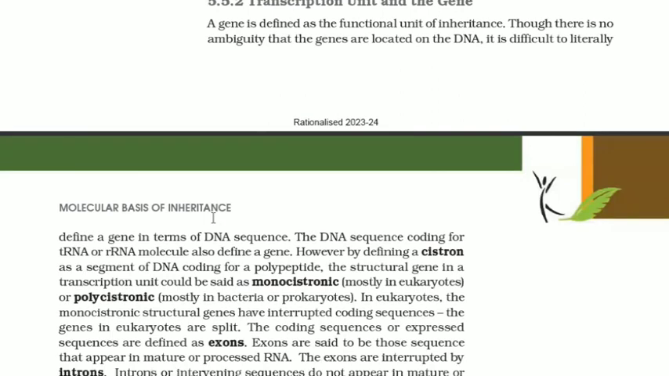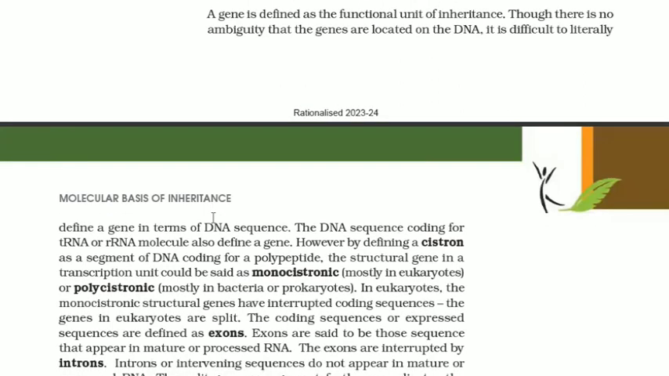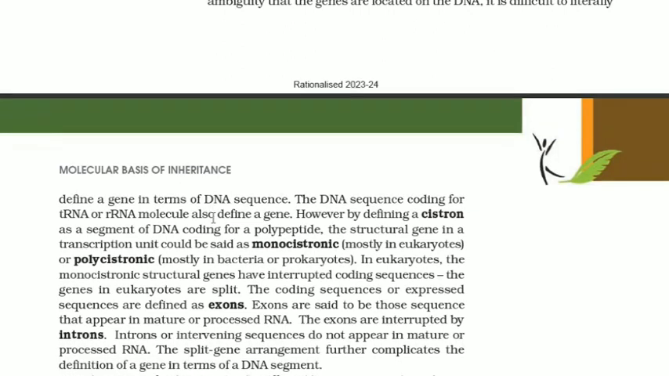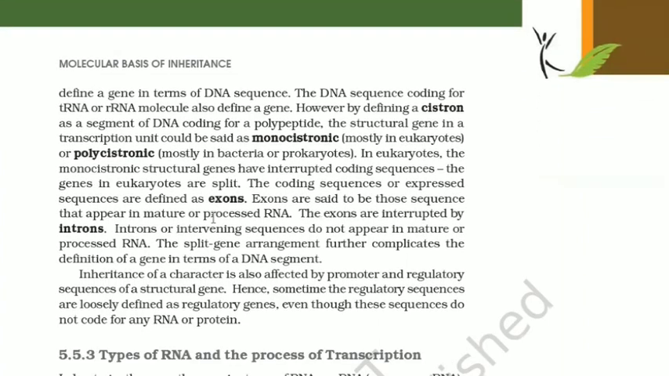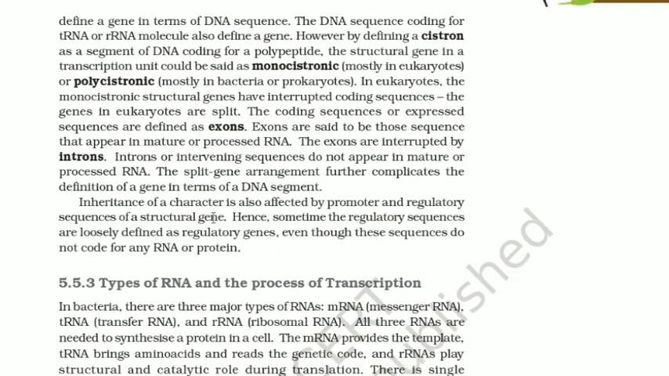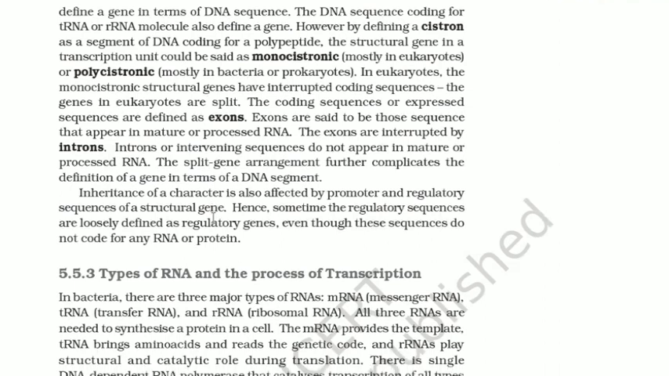5.5.2, Transcription unit and the gene. A gene is defined as a functional unit of inheritance. Though there is no ambiguity that the genes are located on the DNA, it is difficult to literally define a gene in terms of DNA sequence. The DNA sequence coding for tRNA or rRNA molecules also defines a gene. However, by defining a cistron as a segment of DNA coding for a polypeptide, the structural gene in a transcription unit could be said to be monocistronic, mostly in eukaryotes, or polycistronic, mostly in bacteria or prokaryotes.